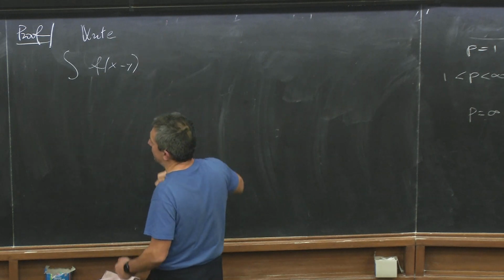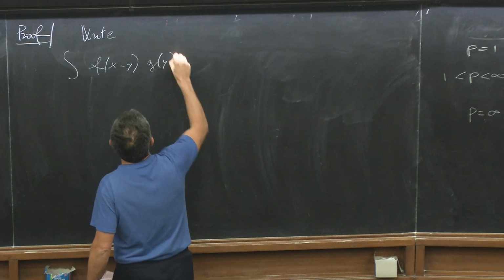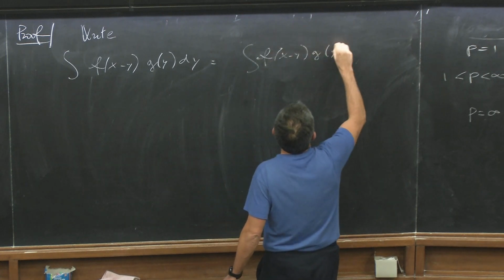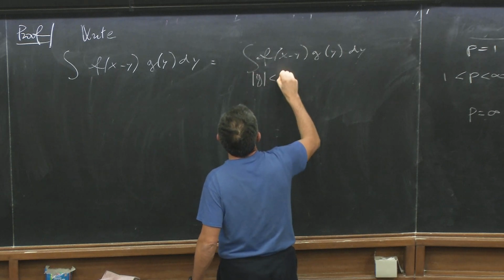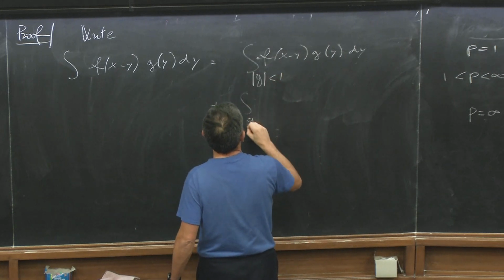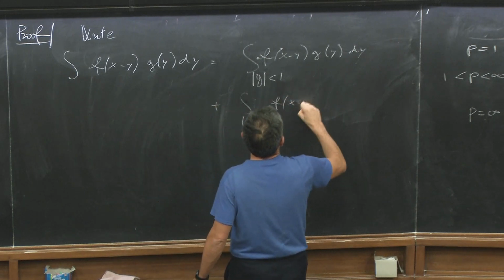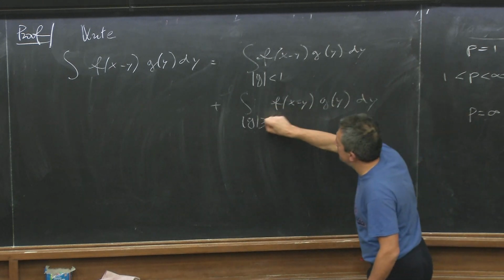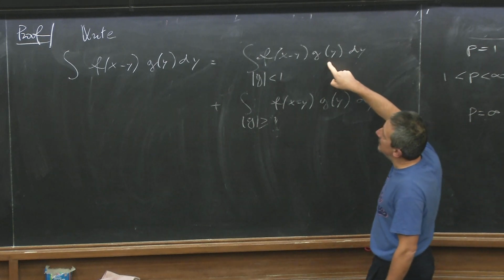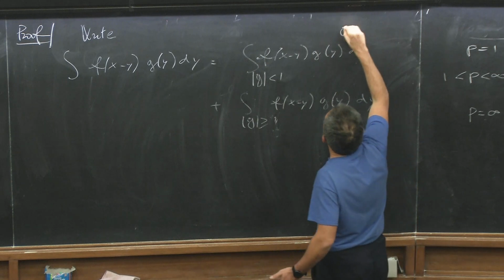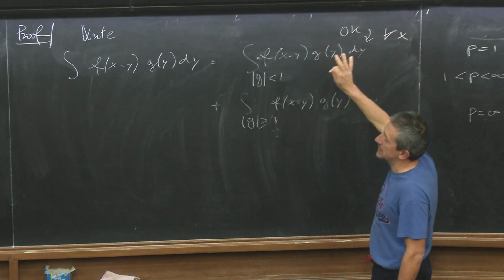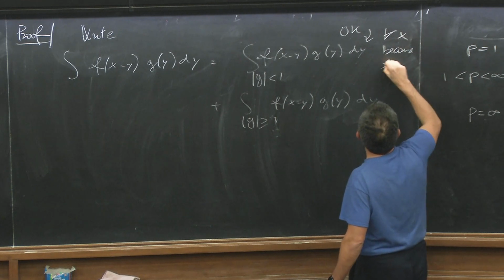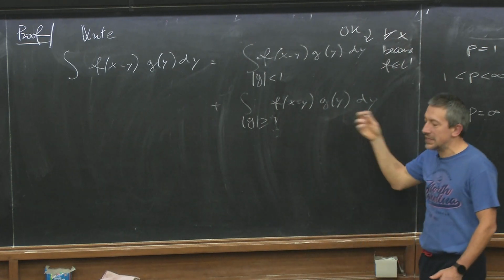So, well, I divide into two sets. So g(y) equal to the integral where g(y) is less than 1 plus the integral where g(y) is larger than 1. Okay, this guy, clearly, it exists for all x, no matter what x is, because f is in L1. Okay, so the problem is this guy over here.